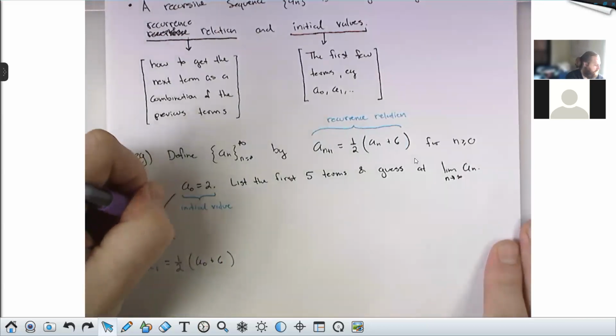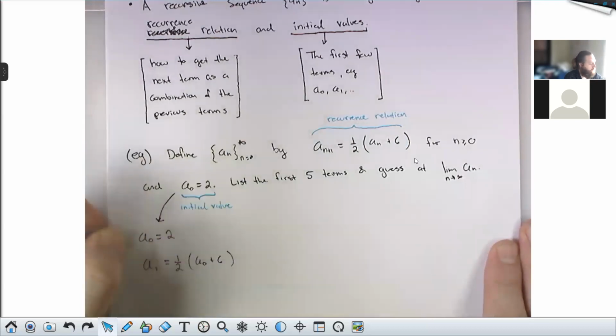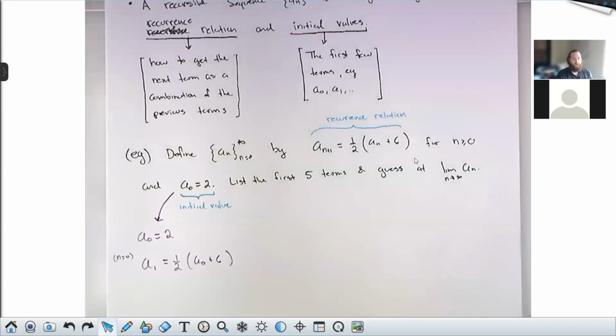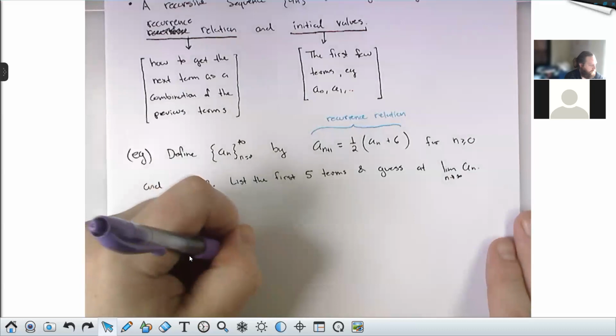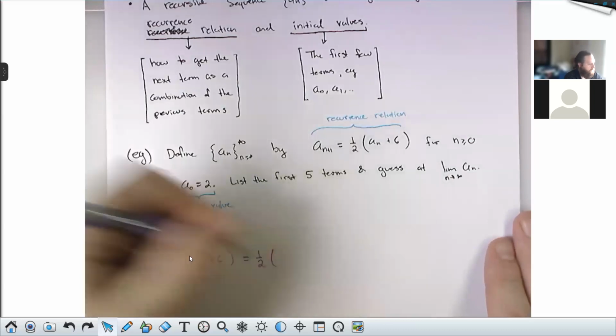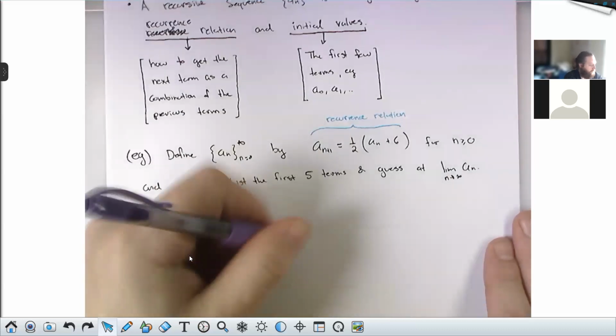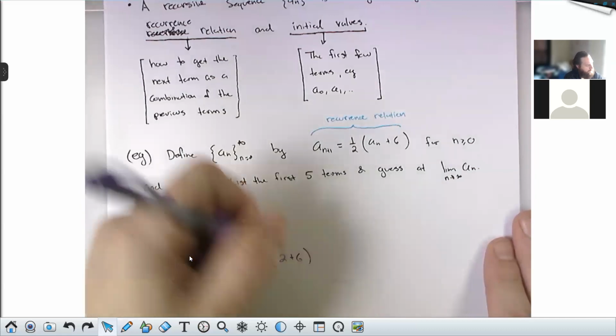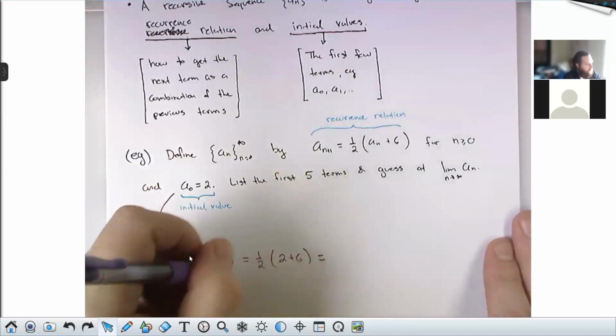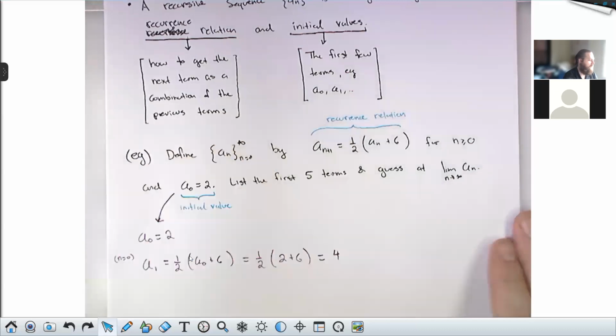Again, this piece came from the initial value that was given to me. And the line below comes from plugging n equals 0 into the recurrence relation. What you notice here is that the only piece I don't know right away is a_0, but that's the initial value that they gave me. So this has to be 1/2 times (a_0 is 2, plus 6), which is 1/2 times 8, which is 4.